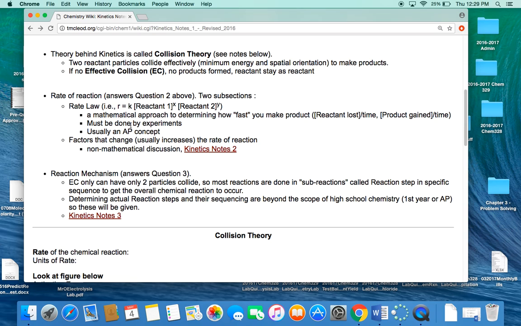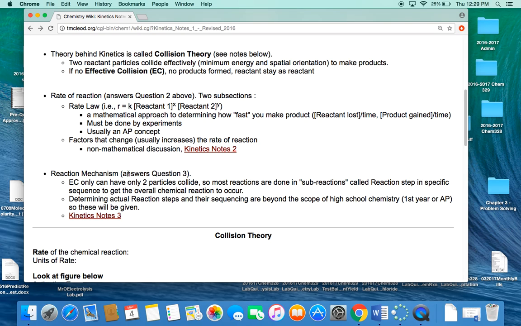When you do a lot of math, you look at the rate law. First year people, we only look at the factors that affect or increase the rate of reaction, which will be another video. So if you're doing AP, you're going to be talking about rate laws in another video. With the reaction mechanism, how the reactants actually come together, only two things will collide. Therefore, if your overall chemical reaction has more than two things, that is not how they're going to collide together.